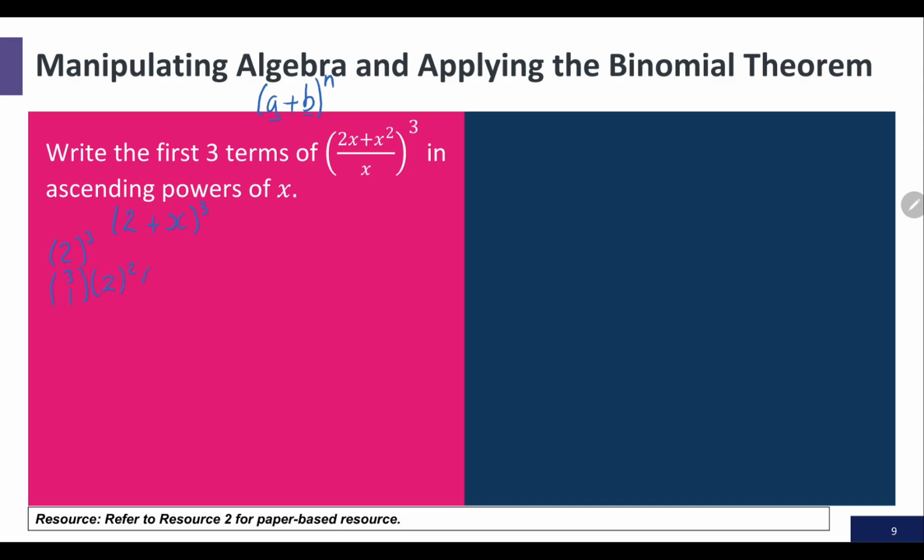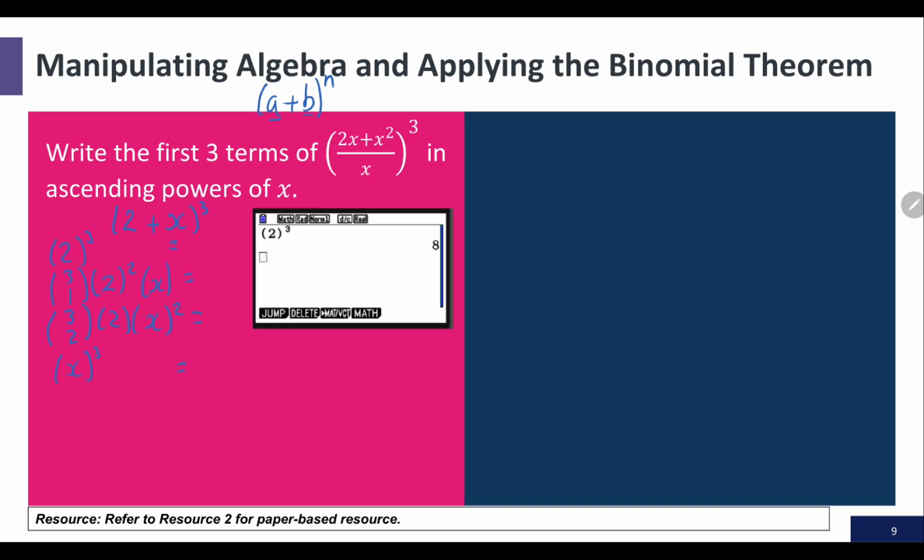2 squared multiplied by x. Now I feel like I can go faster here because we've done more difficult questions in the past. 3 choose 2, 2 to the power of 1, which is 2, multiplied by x squared. And the last term then is going to be x cubed. So it's a really, really nice little question, just a gentle introduction into manipulating algebra before we start.